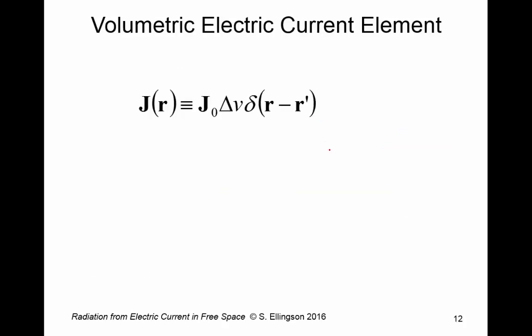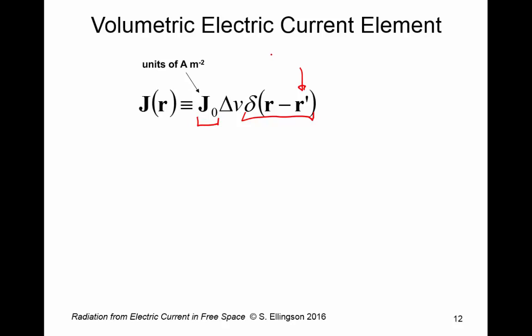Okay, now the next piece that I'd like to bring in is the volumetric electric current element. So this is a current which exists at a point in space. Specifically exists at one point in space, r prime. So we know, because I've included the volumetric delta function here, that this particular current distribution is 0 everywhere except at r prime. This constant out front, J naught, has units of amps per meter squared.